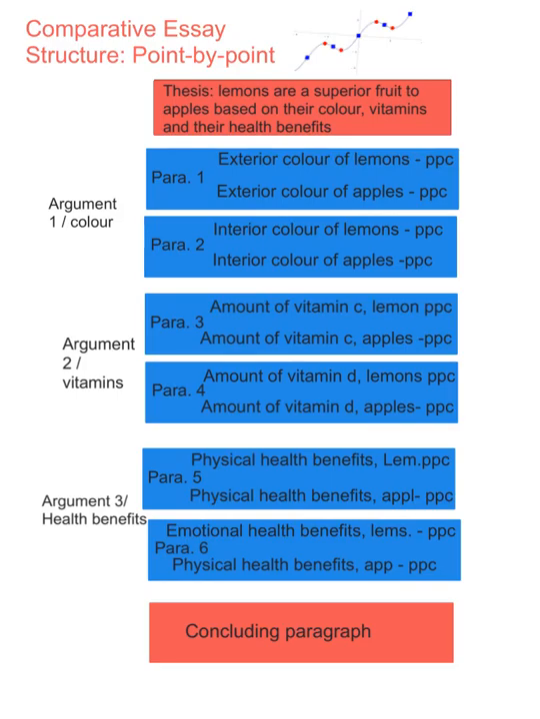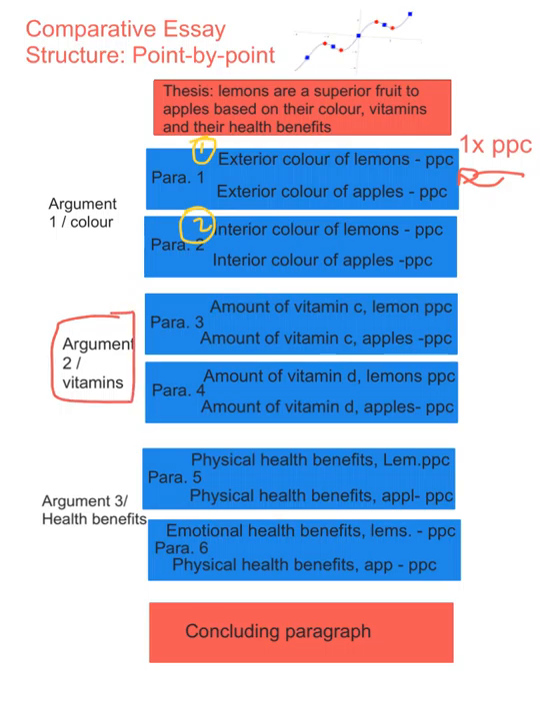So I have my argument, which is color, and I have my 2 sub-arguments. Sub-argument 1 would be the exterior color, and sub-argument 2 would be the interior. So here you'd have 1 point-proof-comment per book, making it a total of 2 point-proof-comments per paragraph, just like all the other paragraphs. And once you've finished talking about the exterior color of lemons versus apples and the interior colors of lemons versus apples, you would then move on to argument 2.